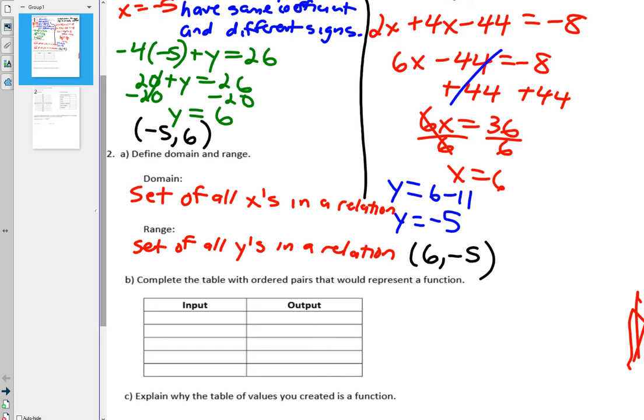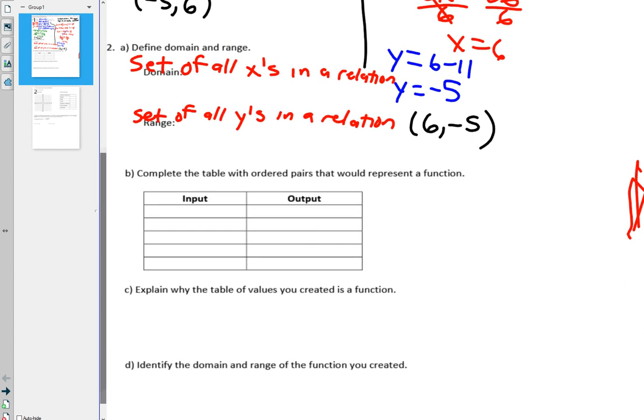Okay, part B asks you now to create your own function. So this is not just a relation. The points that you put here have to be able to also pass a function test. The easy, most watered down way I can explain this to you is make sure the x's don't repeat. Other than that, you have carte blanche to pick whatever numbers you want.